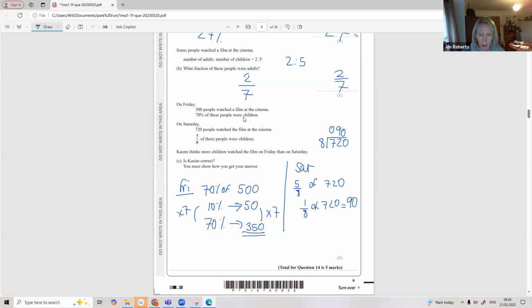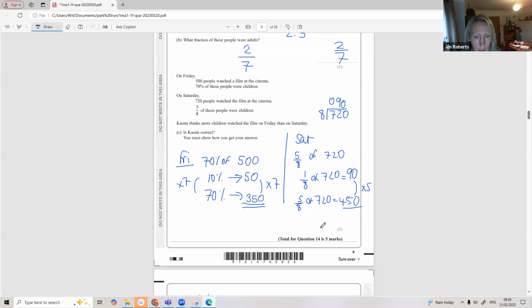Now, once you've got 1/8, you just times that by 5 to get 5/8. Imagine you've got 1/8 five times. 9 times 5 is 45. Again, put a 0 at the end. So more children watched the film on Saturday. Is Kasim correct, since he thinks more watched on Friday? No. More children watched on Saturday.